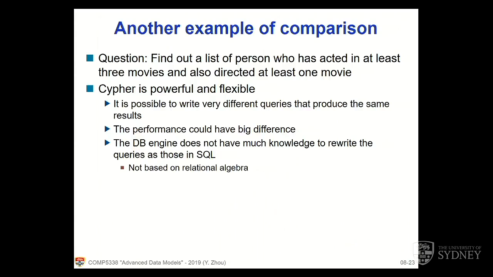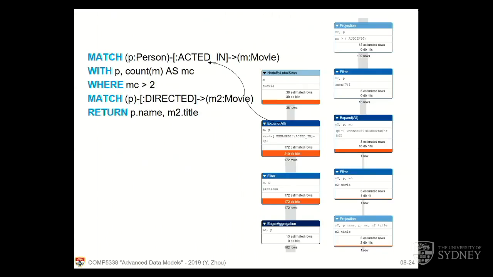Okay, now let's see. I'm going to show you 2 ways of writing queries to implement the result. The first one is a very step-by-step one. Because we want to find a person that satisfies 2 conditions, that acted in movies and also directed a movie, we do it step by step.